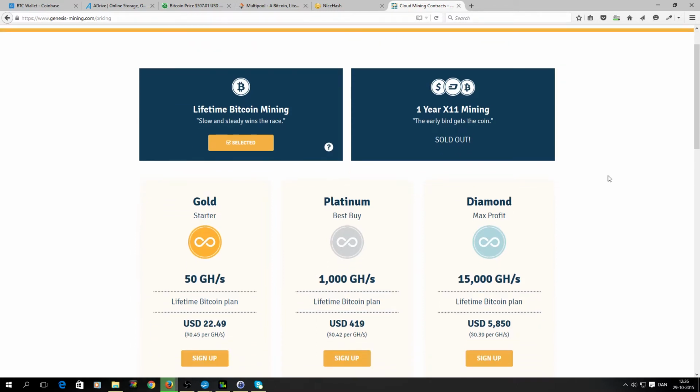So as you see in the example here with Genesis Mining, they currently offer two kinds of contracts. They offer a SHA-256 contract, which would normally be used for mining bitcoins. You can also choose a few other coins. They also offer an X11 contract, a 1-year X11 contract. However, it seems to be sold out. In the past, I have also seen that they were offering Scrypt mining, but that's apparently also sold out or not active anymore. So let's look at the lifetime Bitcoin mining contract here.